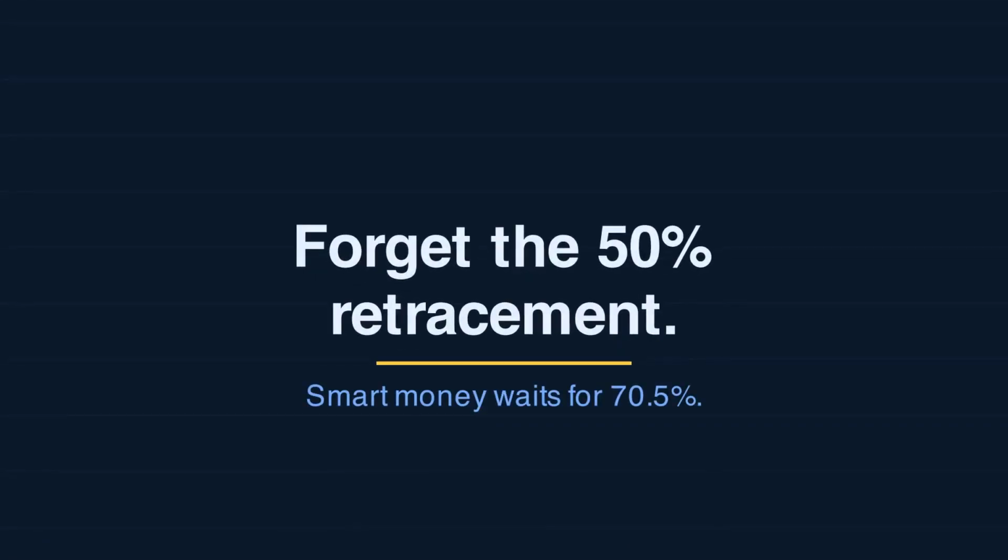Every trader learns the 50% fib retracement. Smart money ignores it. The level institutions actually fill entries at is deeper, in a zone between 62 and 79%, with one specific level inside that zone that prints over and over. ICT calls it optimal trade entry, or OTE, and 70.5% is the sweet spot.